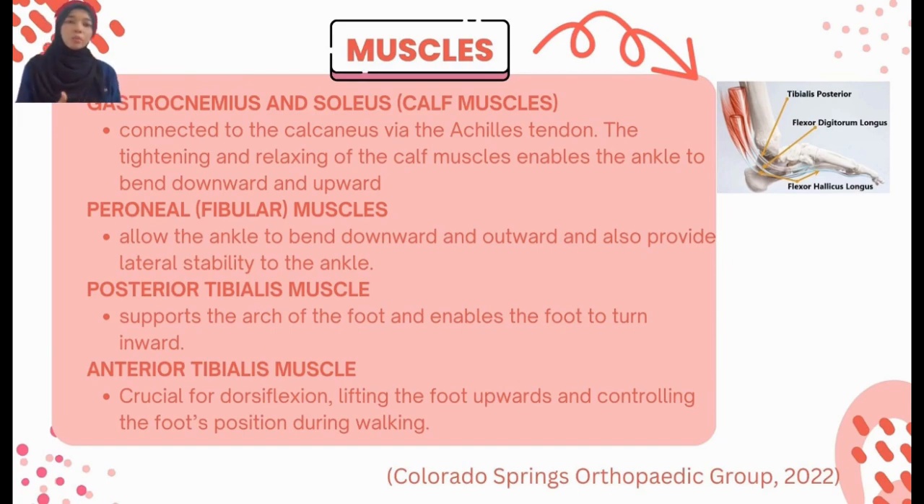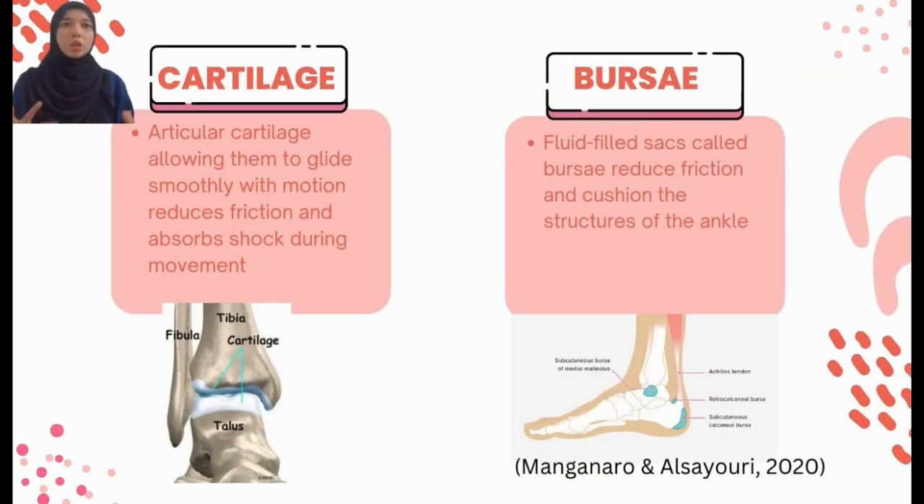And the last one is the anterior tibialis muscle. Its function is crucial for dorsiflexion, which is lifting the foot upwards, and also to control the foot's position during walking. The ankle joint surfaces are covered with articular cartilage, which is a smooth and resilient tissue. The function of the articular cartilage is to reduce friction and also absorb shock during movement.